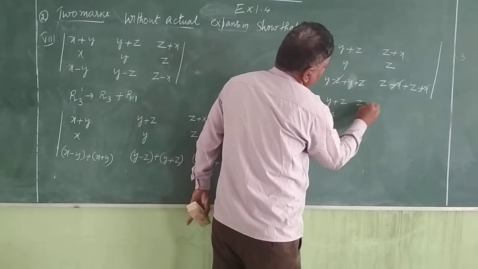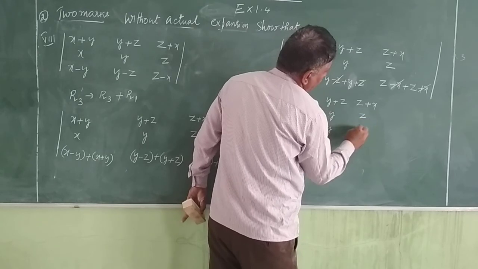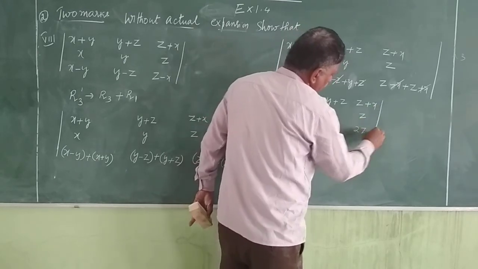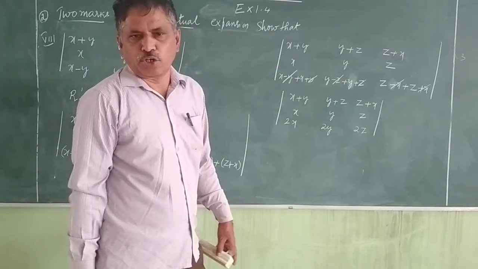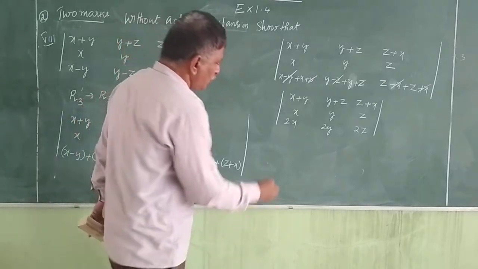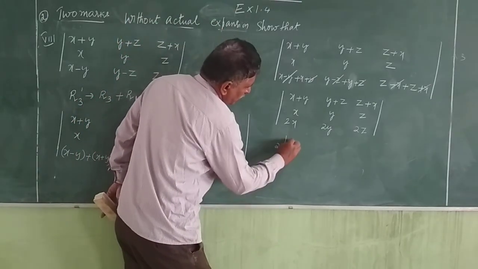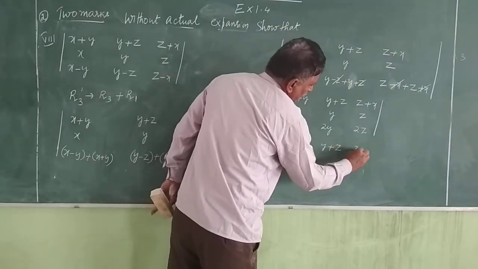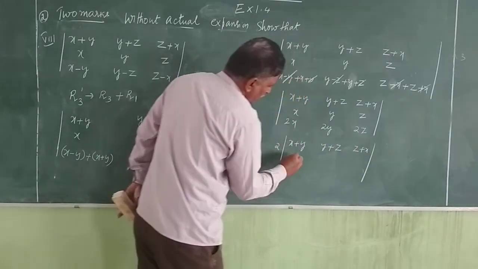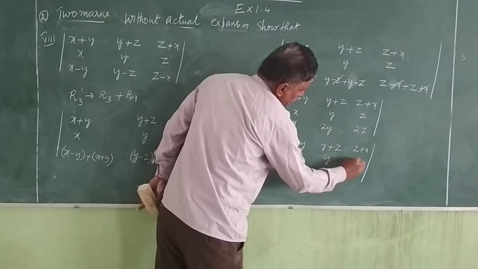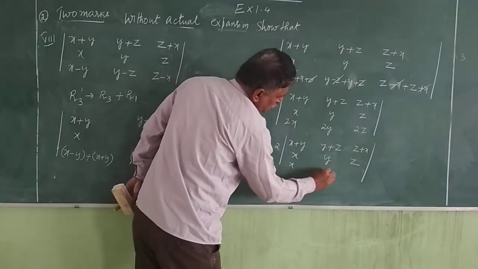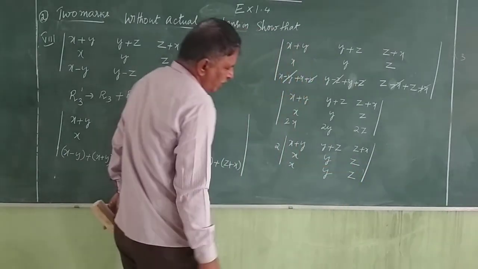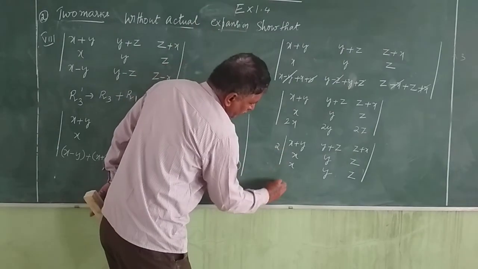Then z plus z, I will get 2z. I hope in the third row I can take 2 common. In the third row I can take 2 common. Here what happens? x plus y, y plus z, z plus x, and x, y, z. Very clearly what happened? Two rows are identical.